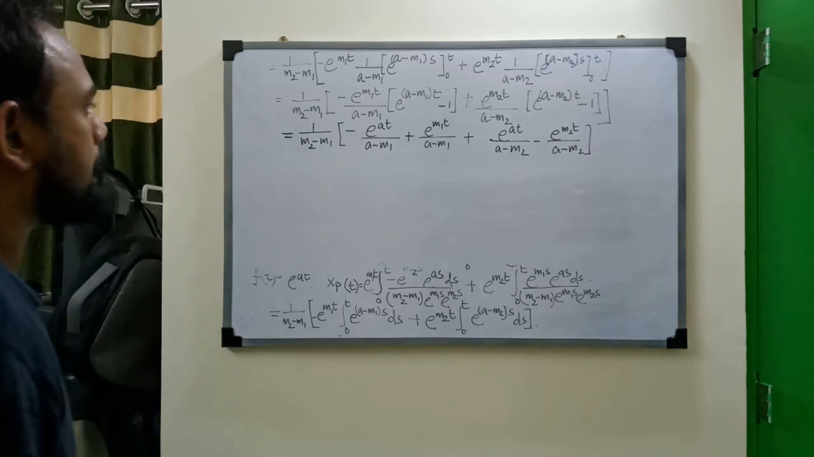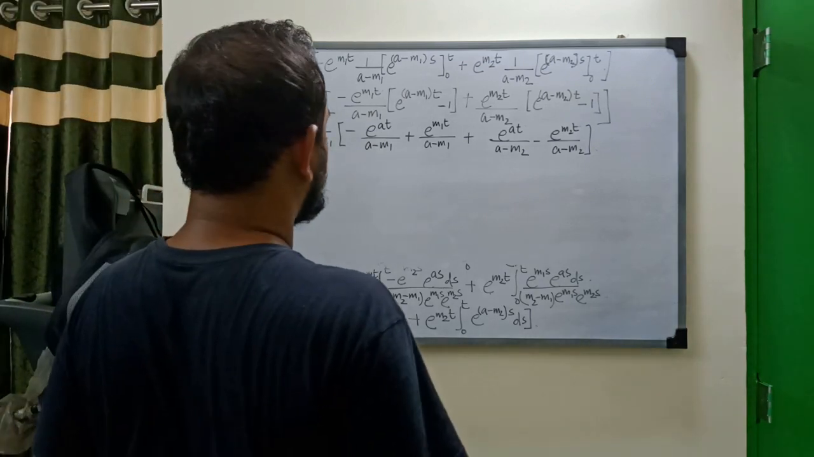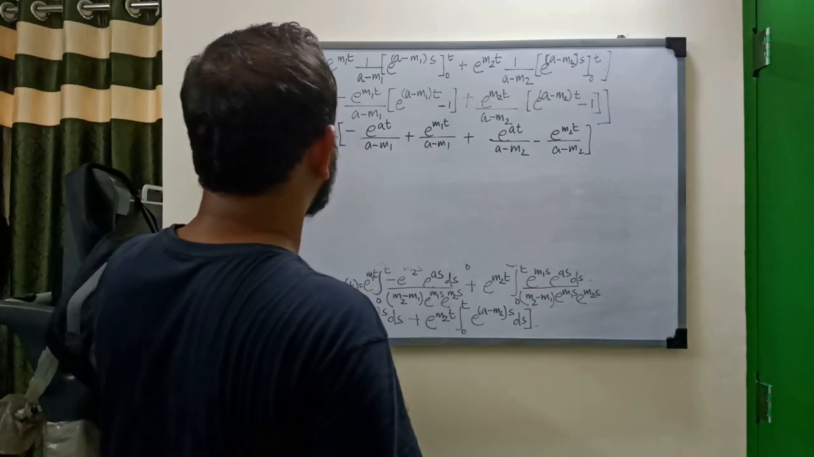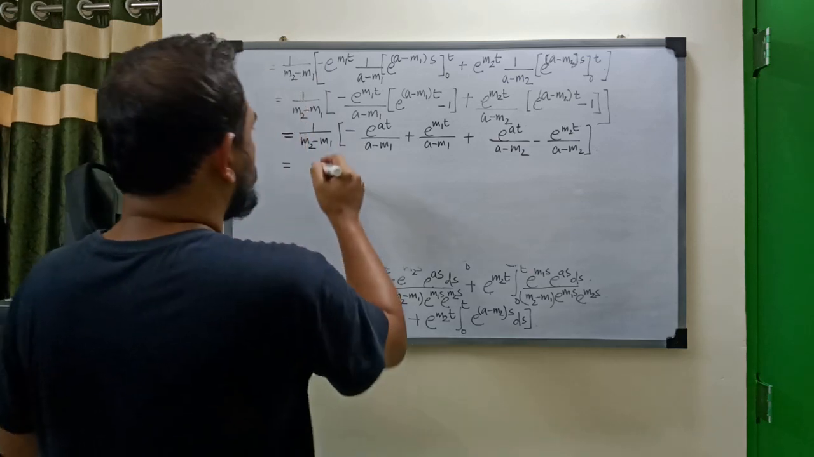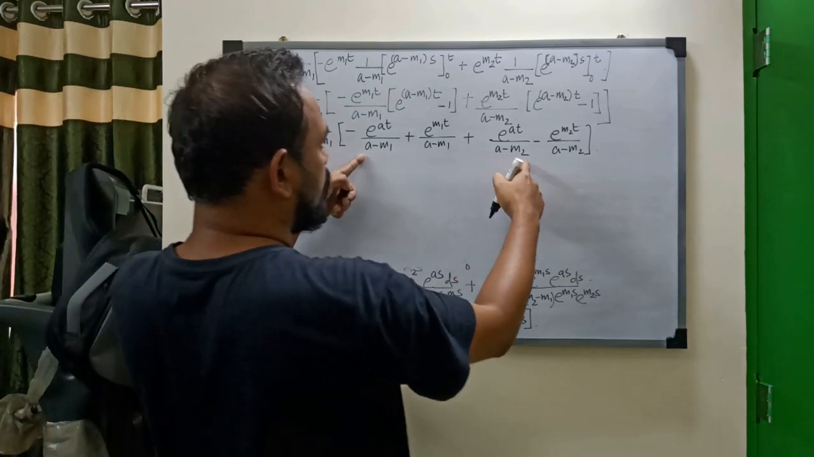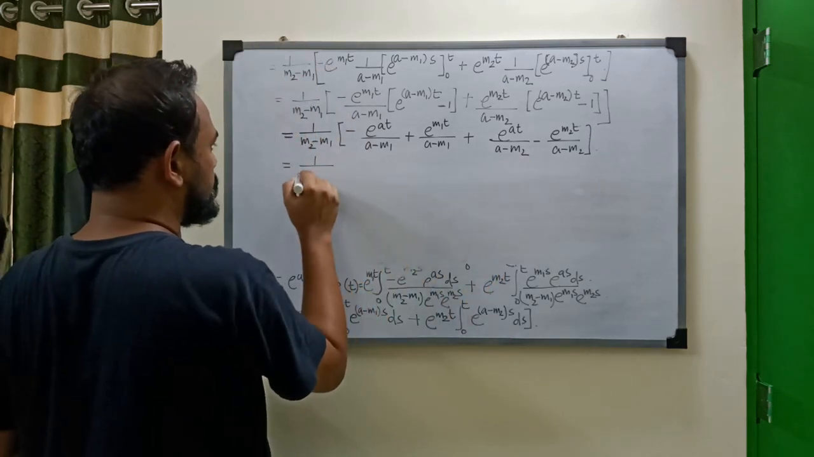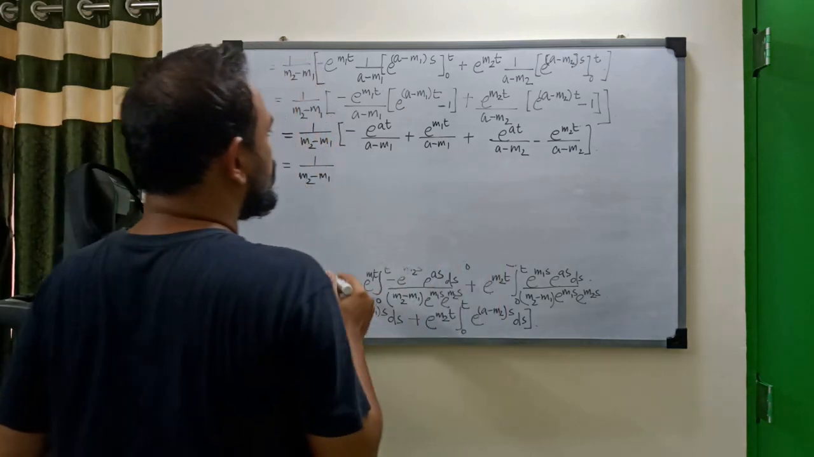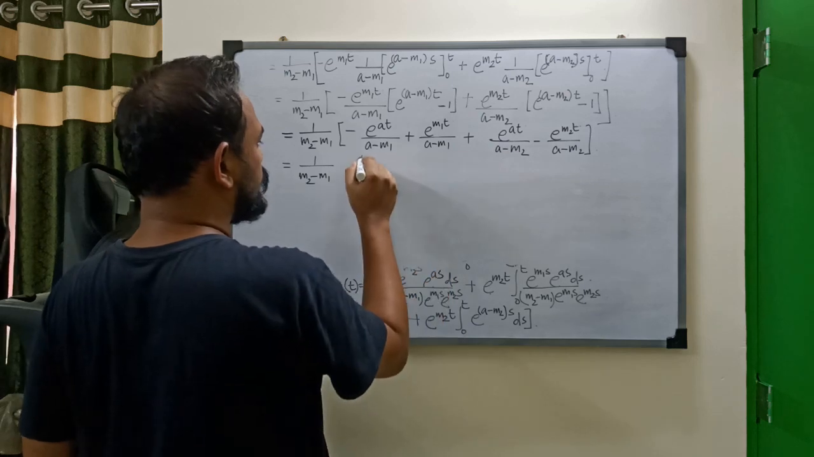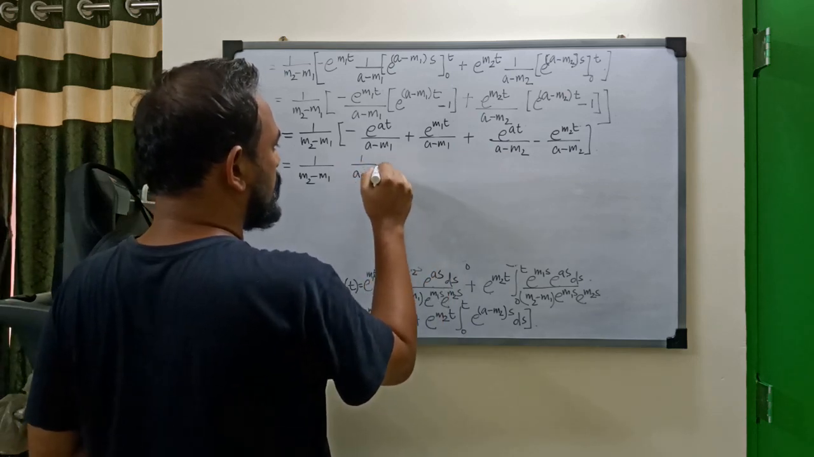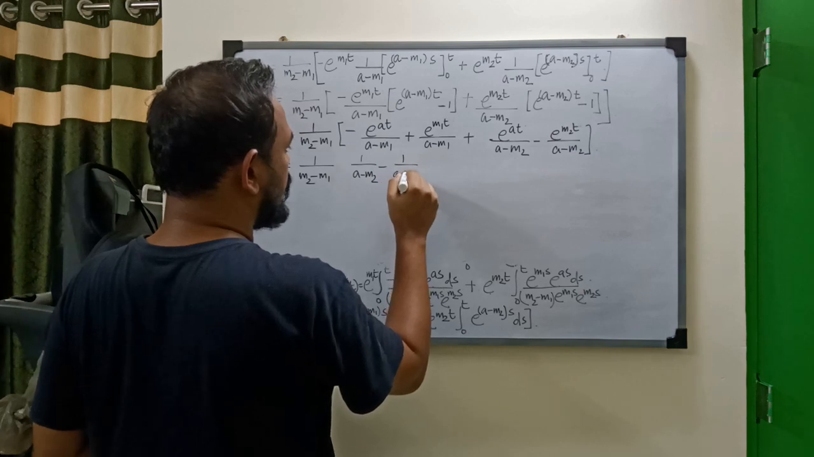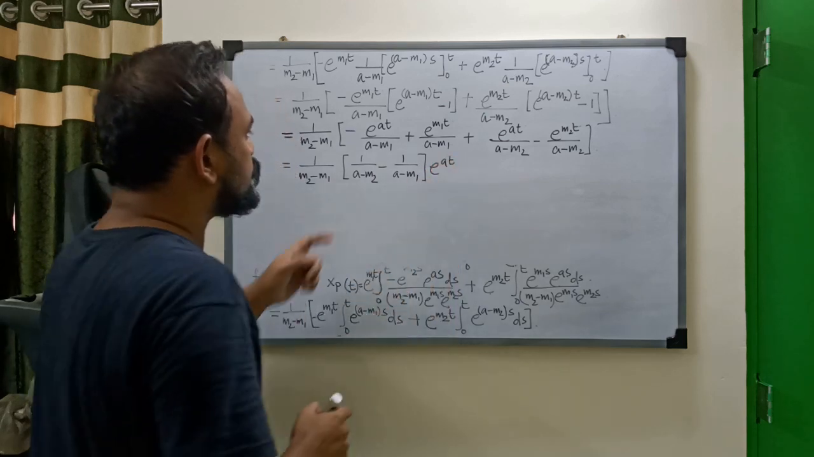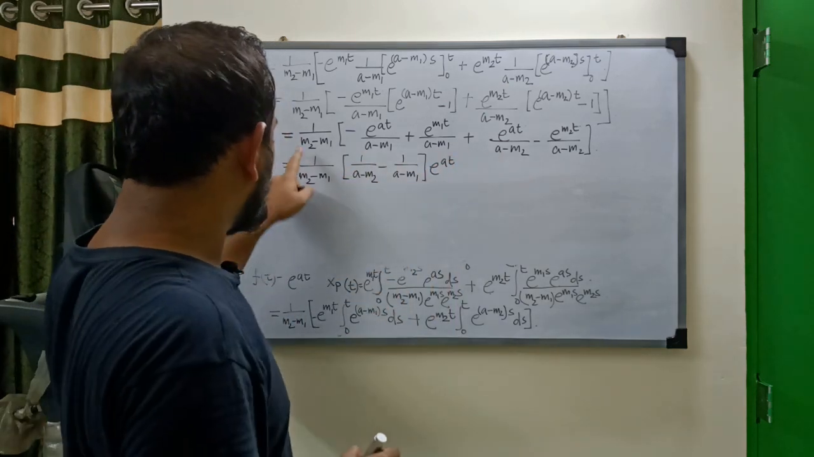So what do we have here? What we have here is this one, and this one. I'm just going to write them separately. m2 minus m1, I'm going to collect these two terms. This one has 1 over a minus m2 minus 1 over a minus m1, and they are both multiplied by e to the at. So I've just collected these two terms together along with this one on the outside.